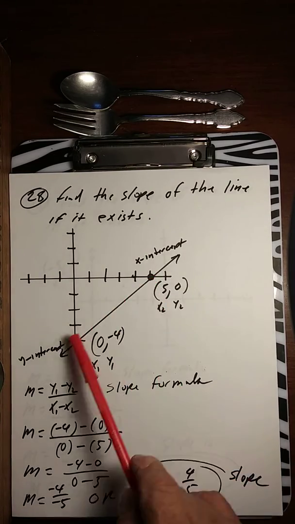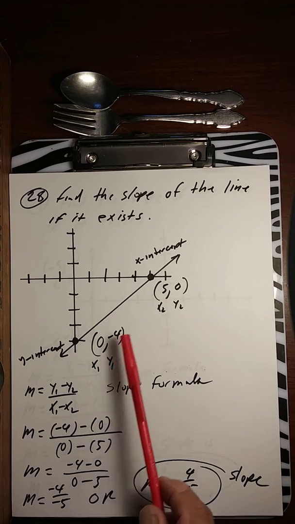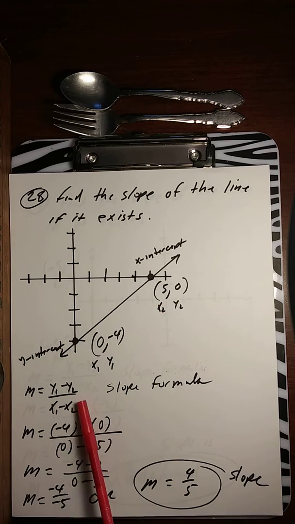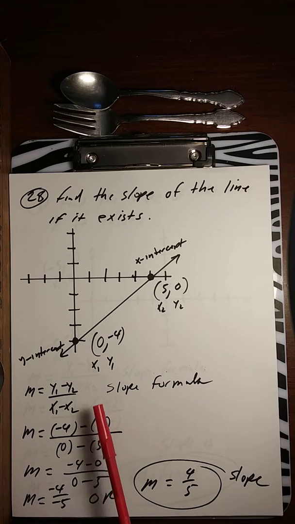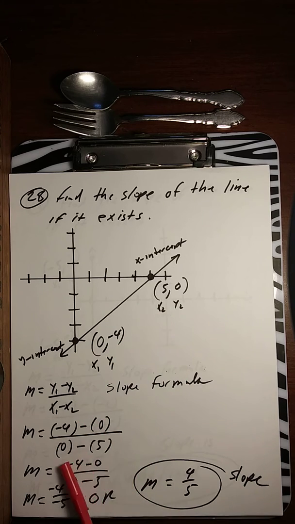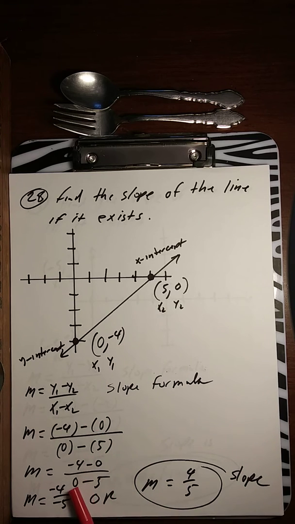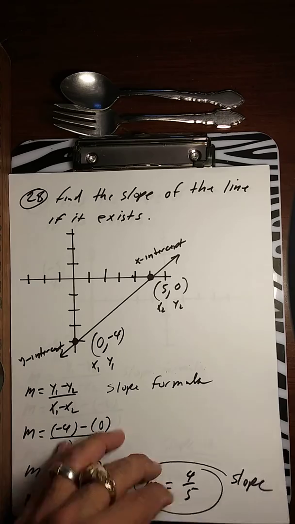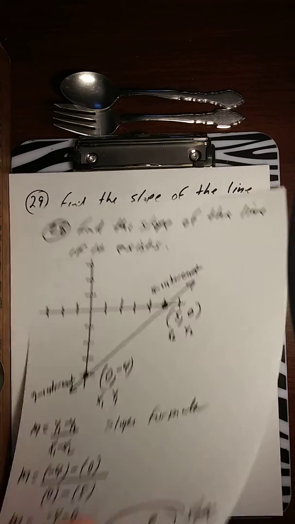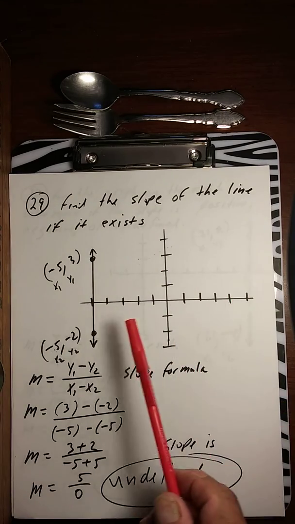Find the slope of the line that exists. 2 points. So we have x1, y1, x2, y2. Put it in the formula. So negative 4 over negative 0, and then we have 0 minus 5. So we have negative 4 minus 0. So we have negative 4 over negative 5, or positive 4/5. So the slope of that is going to be what? 4/5.